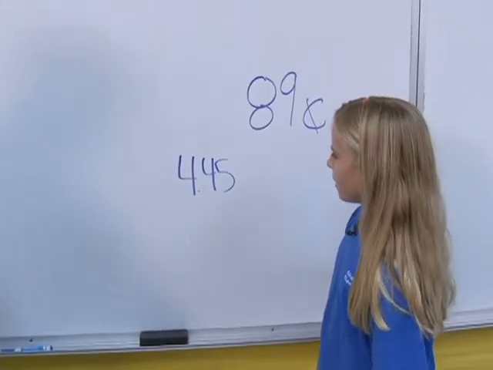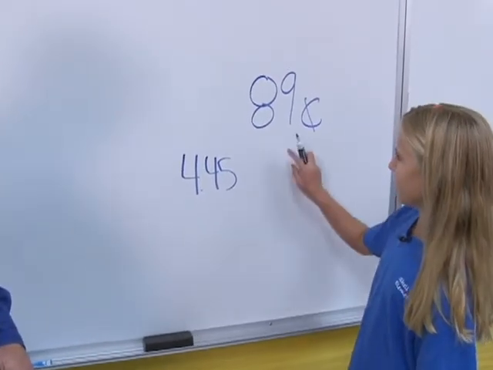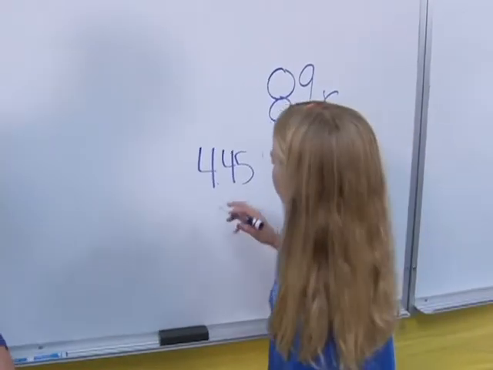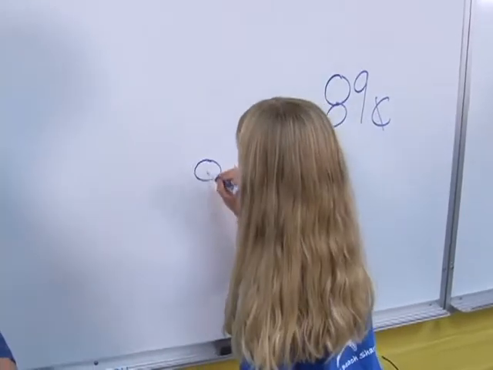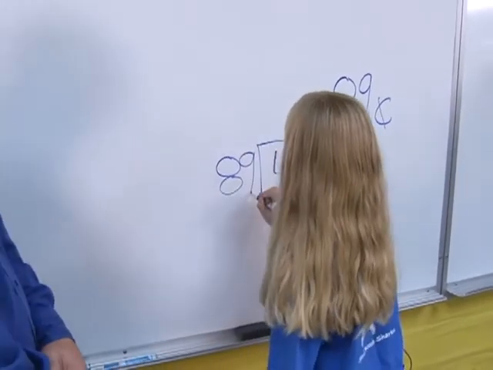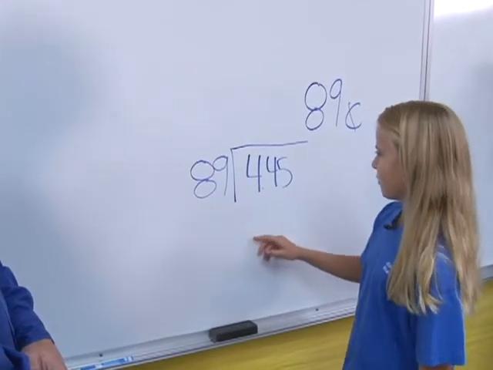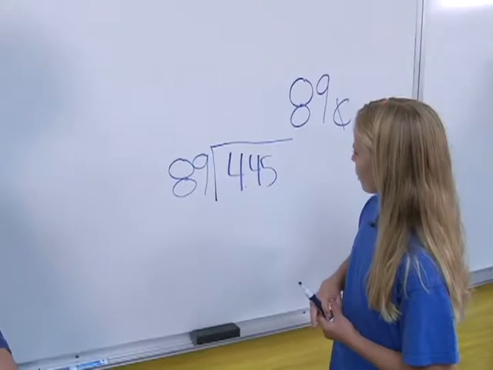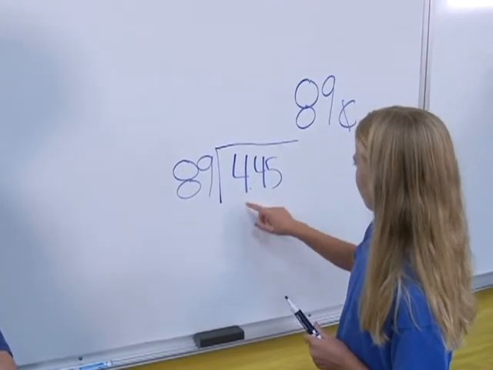So I think I'm going to divide $4.45 by 89 cents. So how would you set that up? And then divide it by 89. And so 89 doesn't go into 44, so it will have to go into 445.